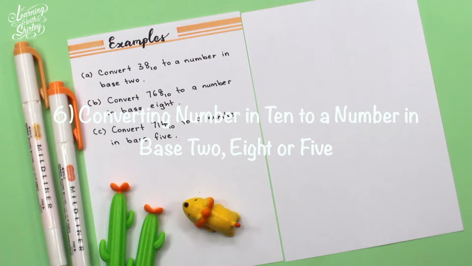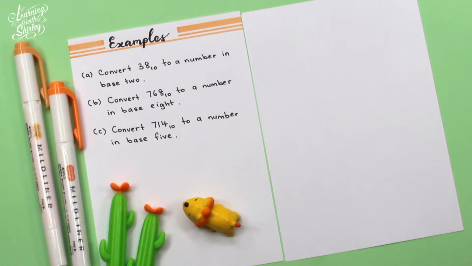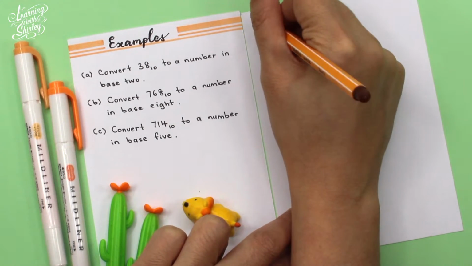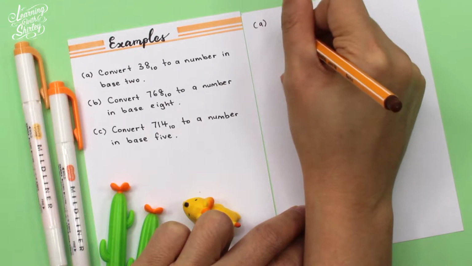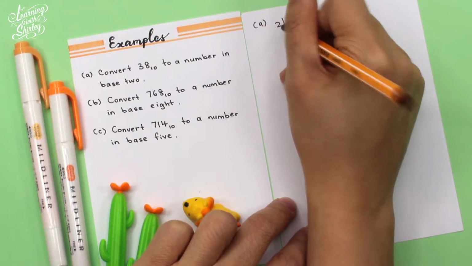To convert a number in base 10 to a number in base 2, 8 or 5, we perform repeated division until the quotient is 0, and then we write the remainders from bottom to top. So look at these examples. Okay, A, convert 38 base 10 to a number in base 2. So we try to do A. Okay, so 38, if you want to convert to base 2, we divide it by 2.